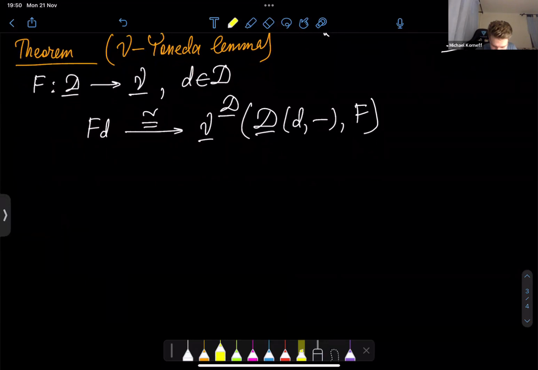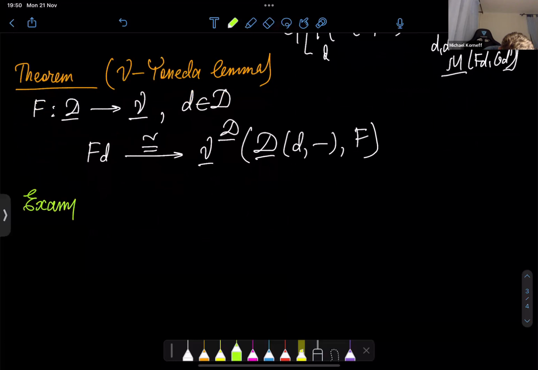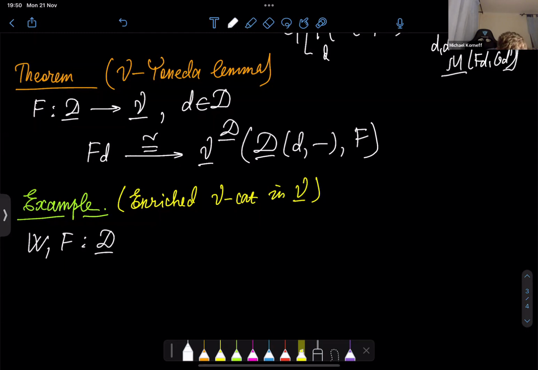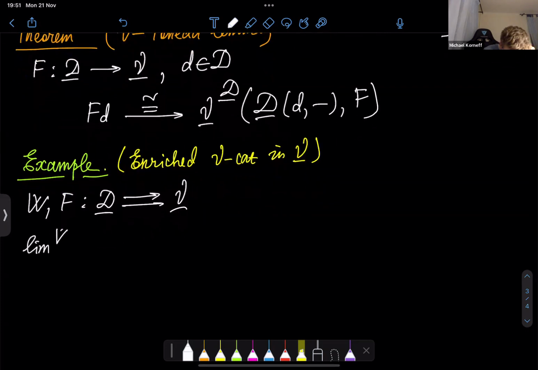Okay, and I'll give an example. Enriched categories over V. If I have the situation when both the weight and our functor are V-valued, then in this case we have that this weighted limit is just the object of V-natural transformations between the weight and the functor f.